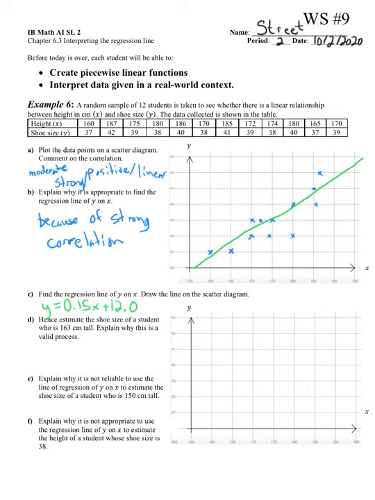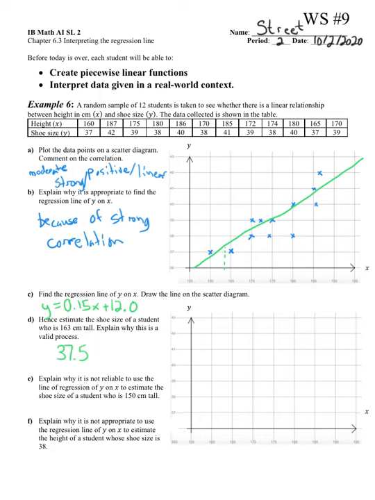And then part D asks, estimate the shoe size of a student who is 163 centimeters tall. 163. So we could say 37 and a half. Okay. That would be the shoe size.